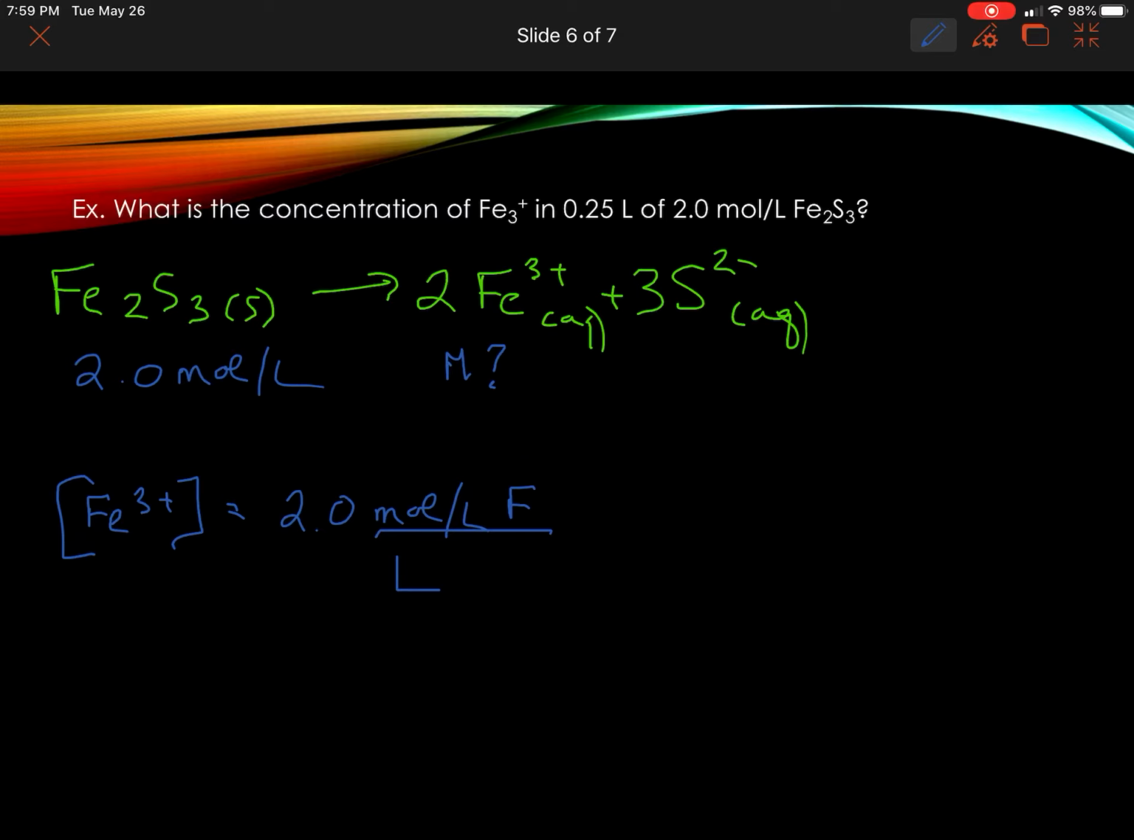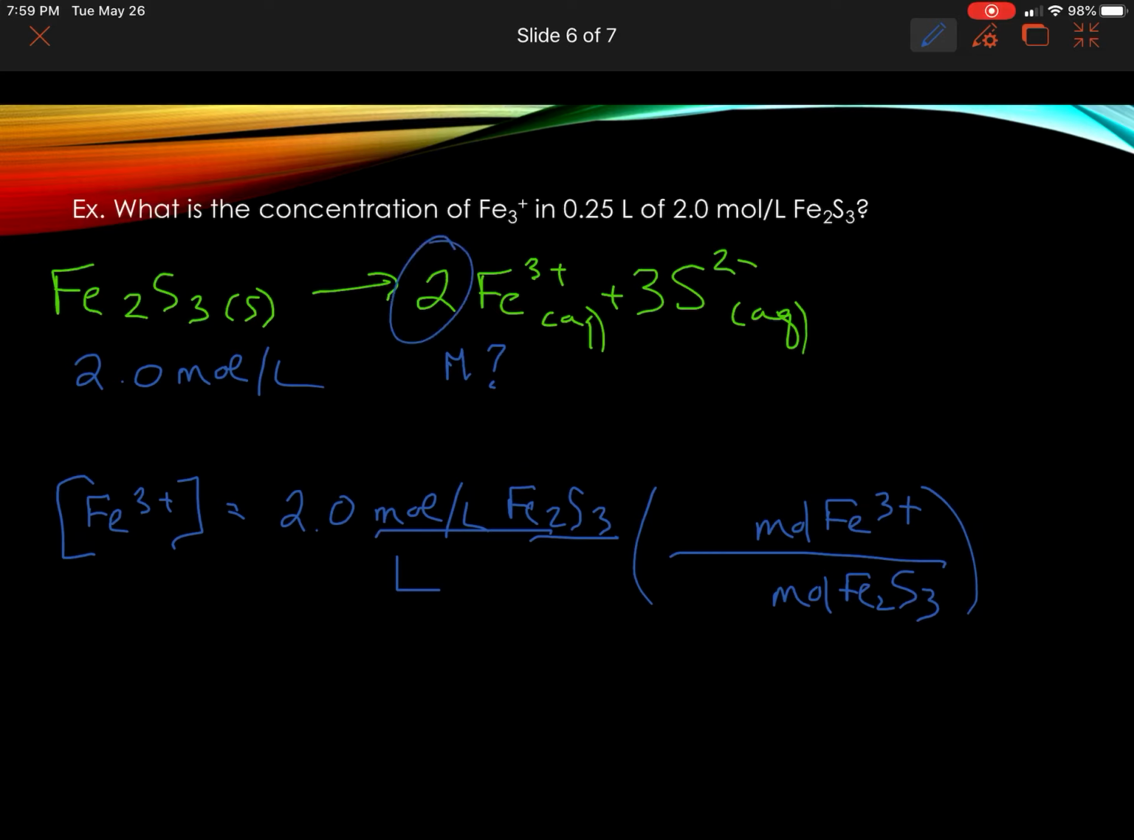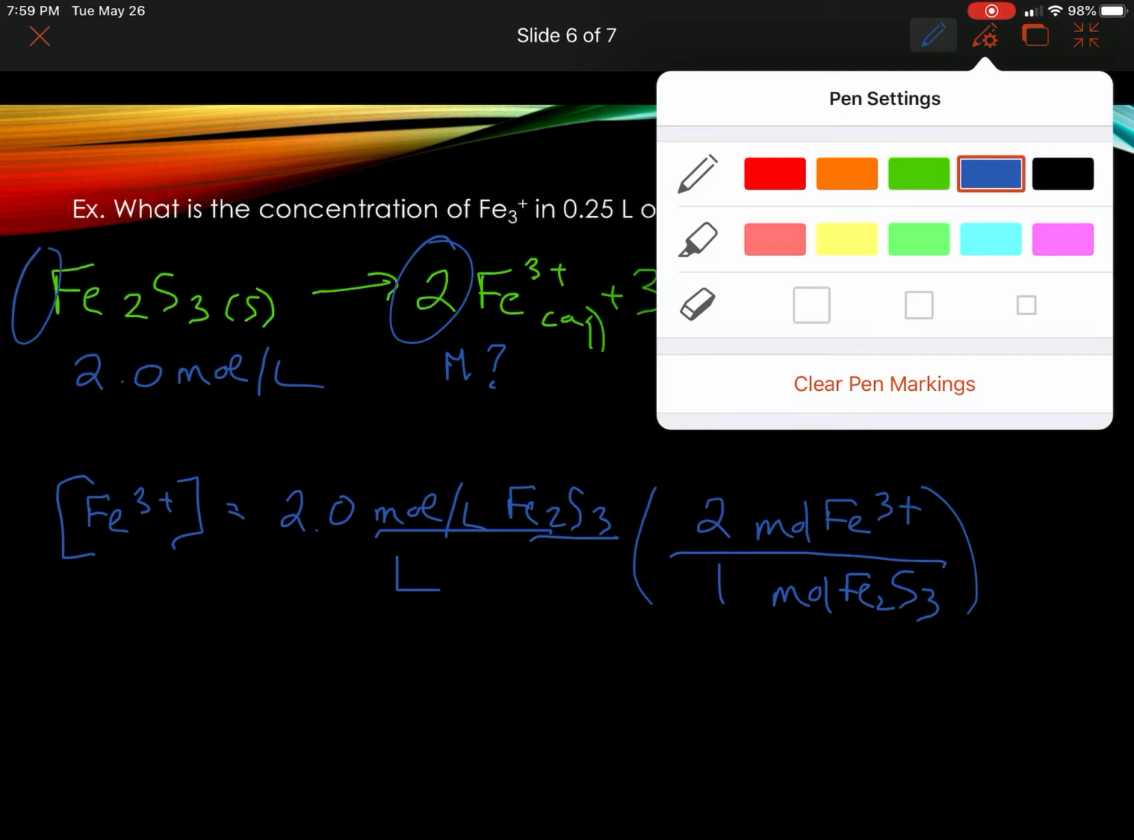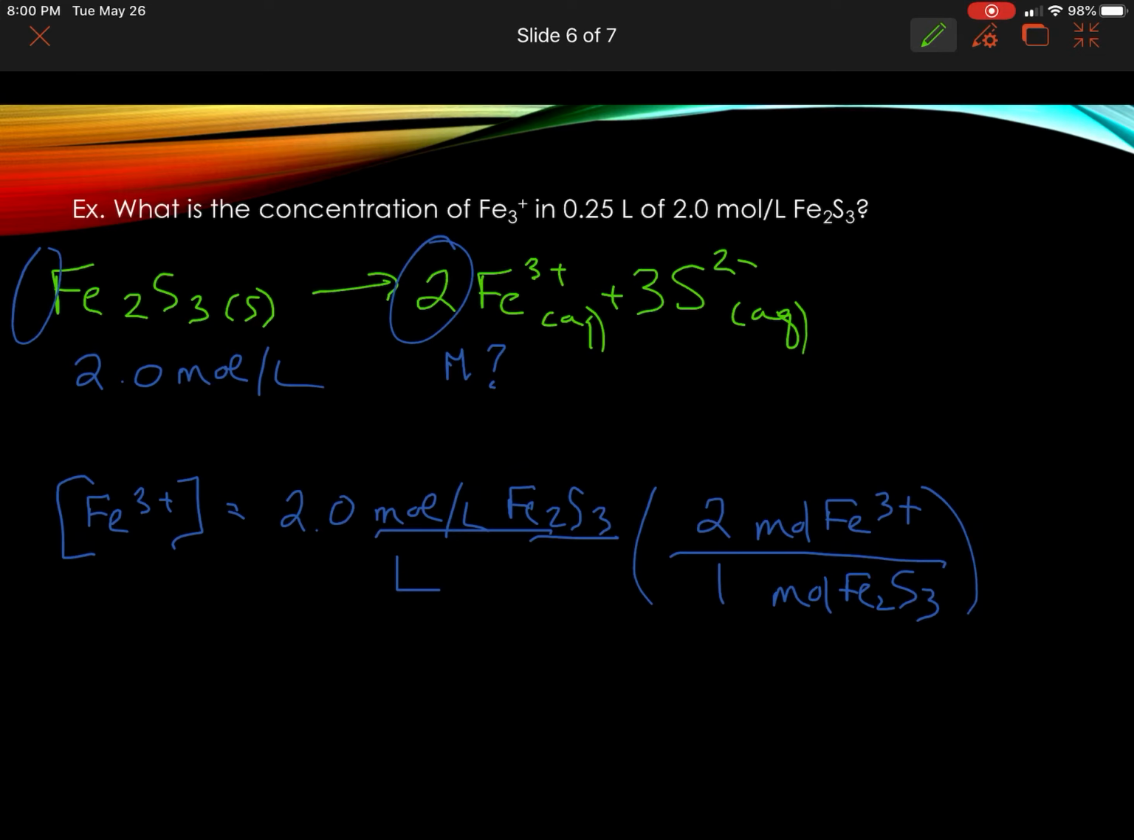So I've got the iron sulfide in 1 liter. Now I'm going to write my mole ratio. So I've got moles of Fe2S3 on the bottom, moles of the iron 3+. Don't forget to put the charges. If you don't have the charges, it's not correct, right? And now what's the ratio between them? I get this from the balanced equation here. So I've got 2 to 1 here. And now I'm just going to show you how my units cancel.